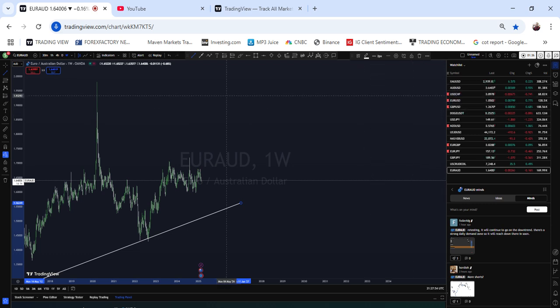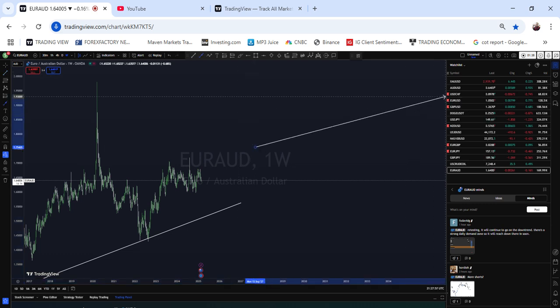I want you to take a look at this level where I am showing you. We have USD CHF, which is United States dollar versus Swiss francs. We have Euro USD, which is Euro versus United States dollar. We have GBP USD, which is Great Britain pound versus United States dollar. We have Doge USDT, which is Dogecoin versus United States dollar. We have USD JPY, which is United States dollar versus Japanese yen. We have NZD USD, which is the New Zealand dollar versus United States dollar.